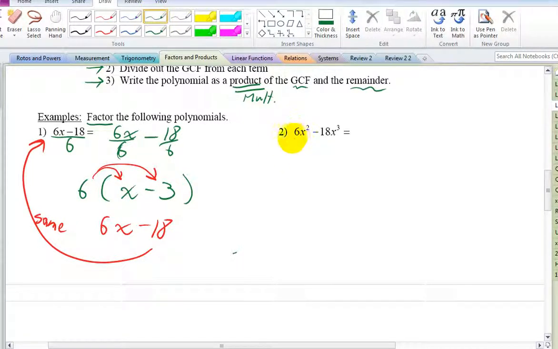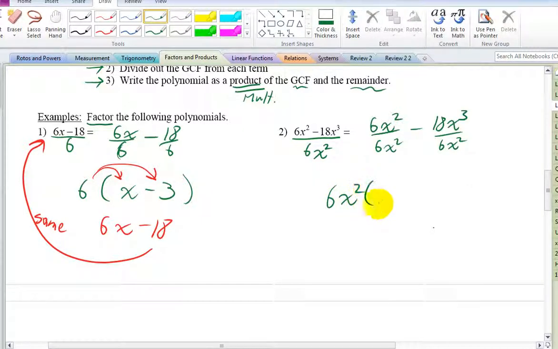What should we divide by here? Not just 6. 6x squared. So that's like taking the first term, dividing by 6x squared, and the second term as well, dividing by 6x squared. So 6x squared is your GCF. Okay, your GCF always goes outside your brackets, and your remainder goes inside.